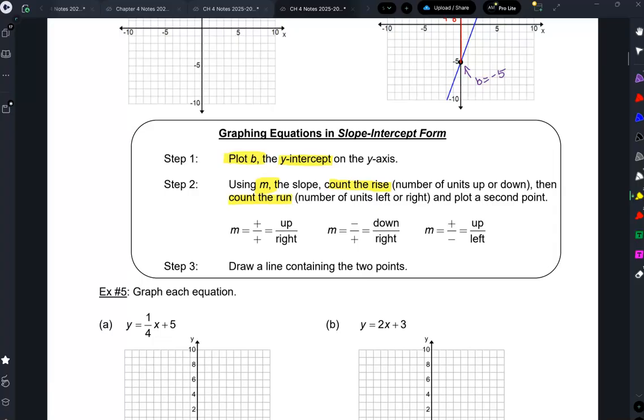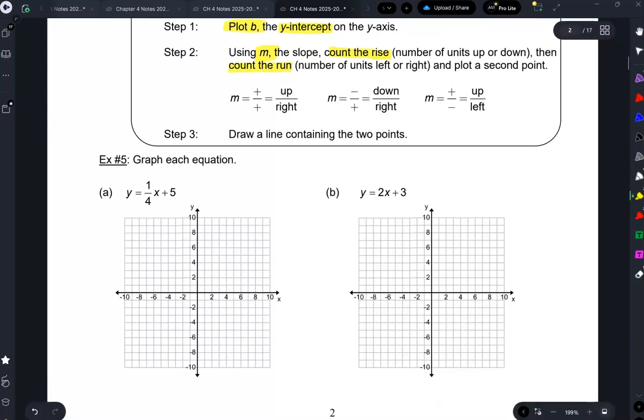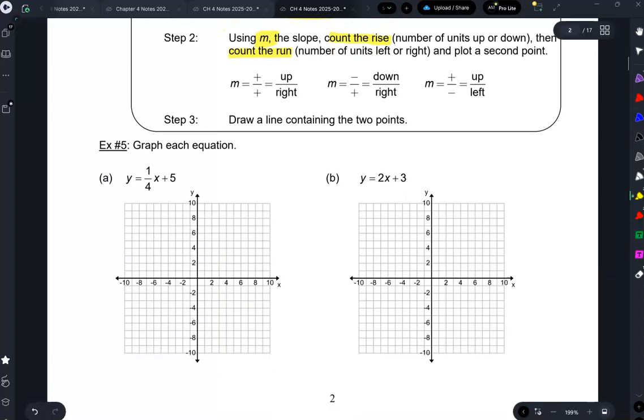If it's negative, it goes down. And then right and left. So let's just do this. Okay, then you have to draw the points. Okay, so now look. When you're doing, okay, so let's do this one.